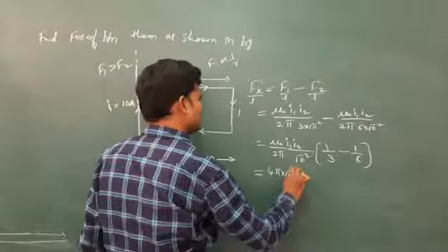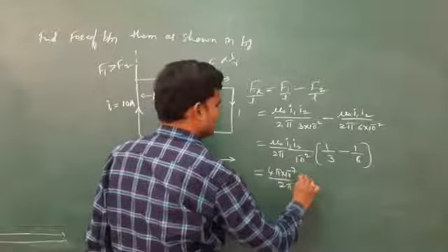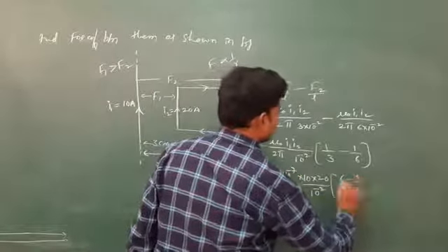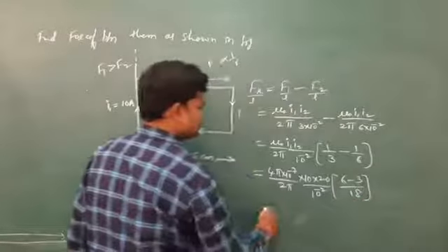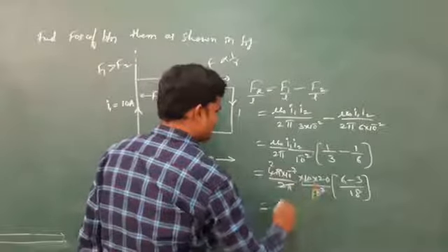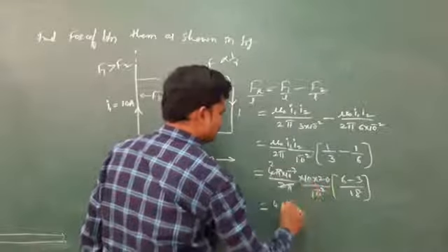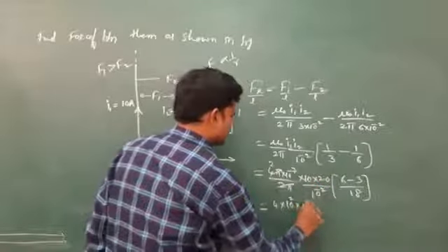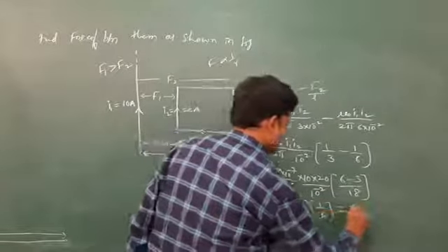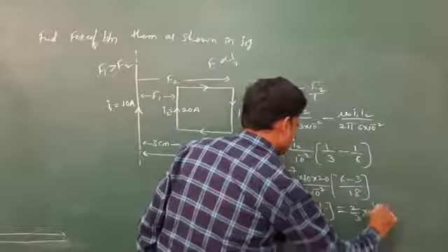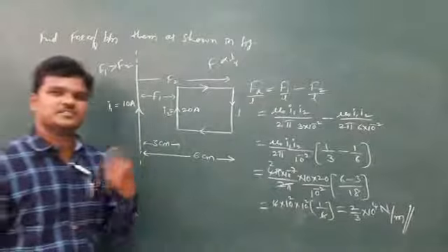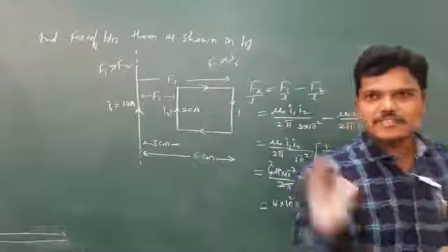4 pi into 10 raised to minus 7. Otherwise 2. I1 10, I2 something 20, whatever may be the values. So 6, 3, 18. So this is 2. So 2, this is 4 into 10 power plus 2, this will come to the top, 10 raised to plus 2, 3 by 18, 1 by 6. So 2 by 3, 10 to the power of 4 Newton per meter.